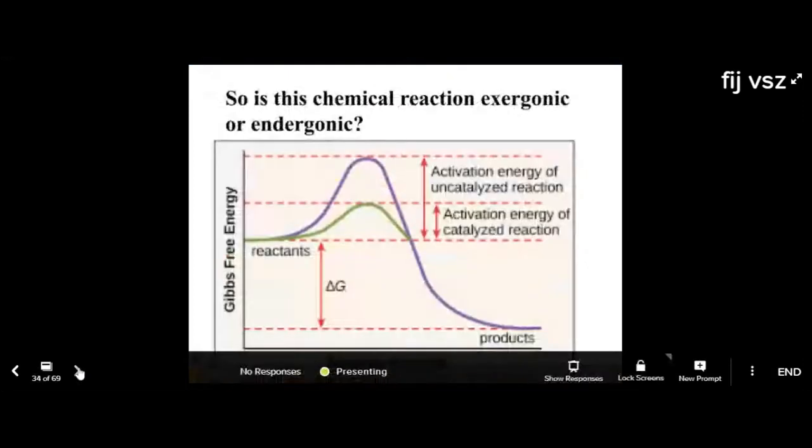Okay, here we go. All right, so here's a question. Is this curve exergonic or endergonic? What do you think? Do you think this reaction is releasing energy into the environment or absorbing it?